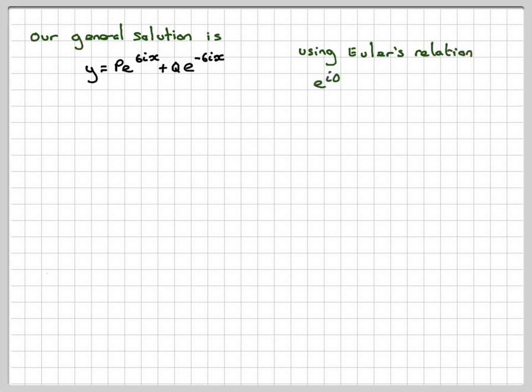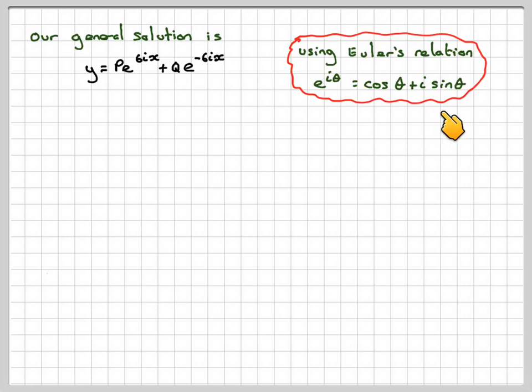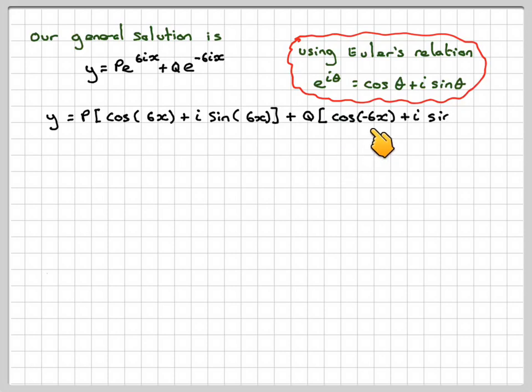Right, we can simplify this a little bit further, because our general solution is this, and then we can use Euler's relation for complex numbers, which says e to the i theta is equal to cos theta plus i sine theta. So applying that to each of these, we're going to get that p is cos 6x, because the angle is 6x, plus i sine 6x. And then from this one, we're going to get plus q cos of minus 6x plus i sine minus 6x.